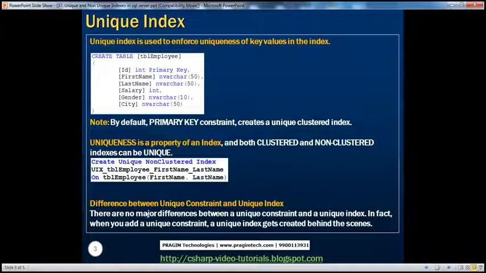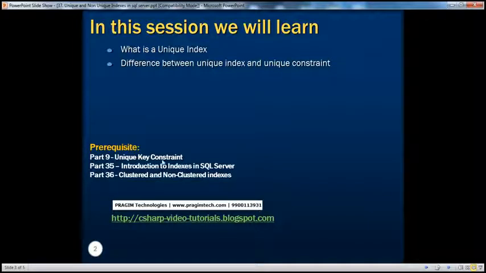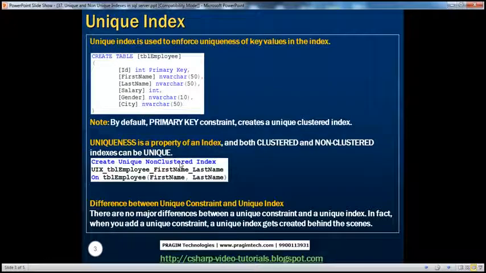So, the difference between unique constraint and unique index. If you remember, in part 9 we have actually spoken about unique key constraint. Anytime you want to enforce uniqueness across one or more columns, we will use a unique key constraint. But now we are talking about using a unique index. So what's the difference between them?